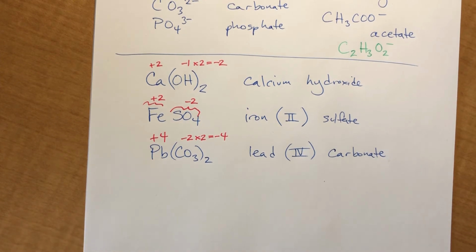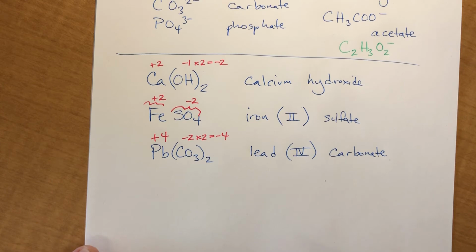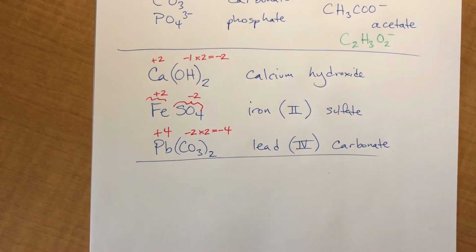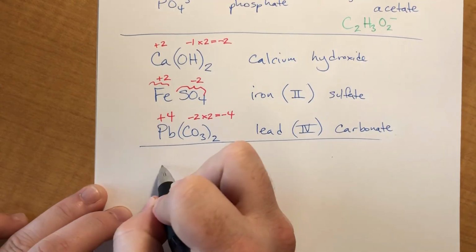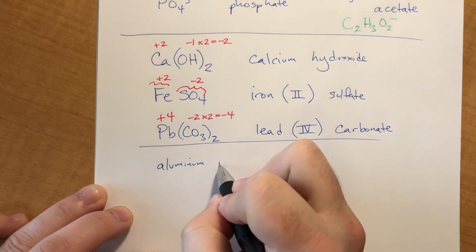Let's try at least 2 examples going the opposite direction, where we have the name and we have to figure out the formula. Okay, let's go with aluminum nitrate.